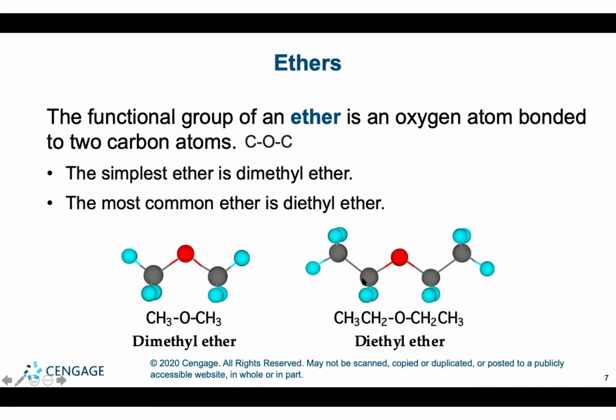It's possible that there are more carbons attached. It's totally fine. Like here, you see that we have this basic structure, O, one carbon on the left side, one carbon on the right side, that's an ether. But it's possible to have more carbons attached to the carbon that is attached to oxygen.